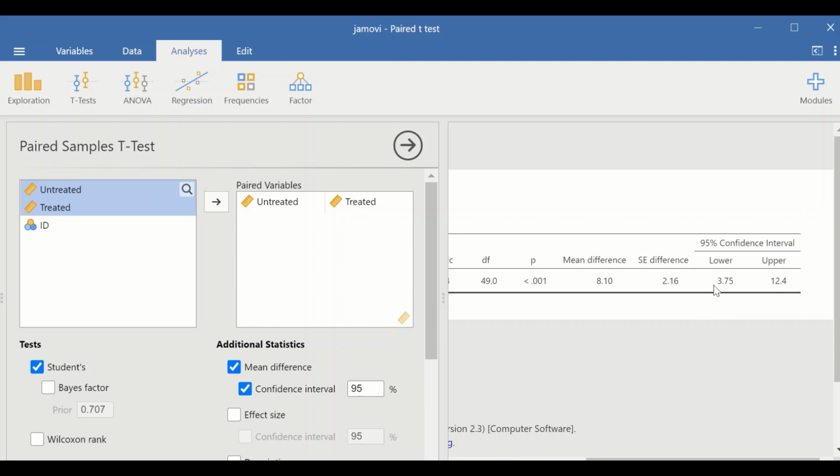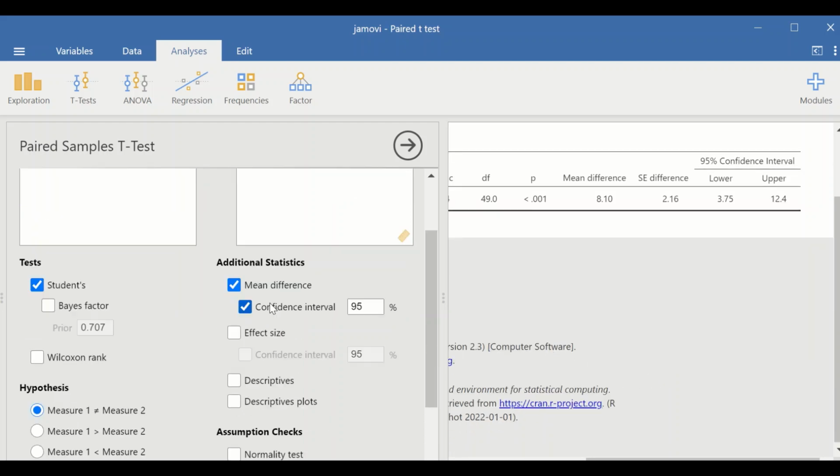and the 95% confidence interval has a lower and upper value: the lower value is 3.75 and the upper 12.4, and the mean difference falls between these two values, and the lower and upper values do not cross the 0 value. So this adds an additional layer of confirming that there is a statistically significant difference between the treated and untreated.